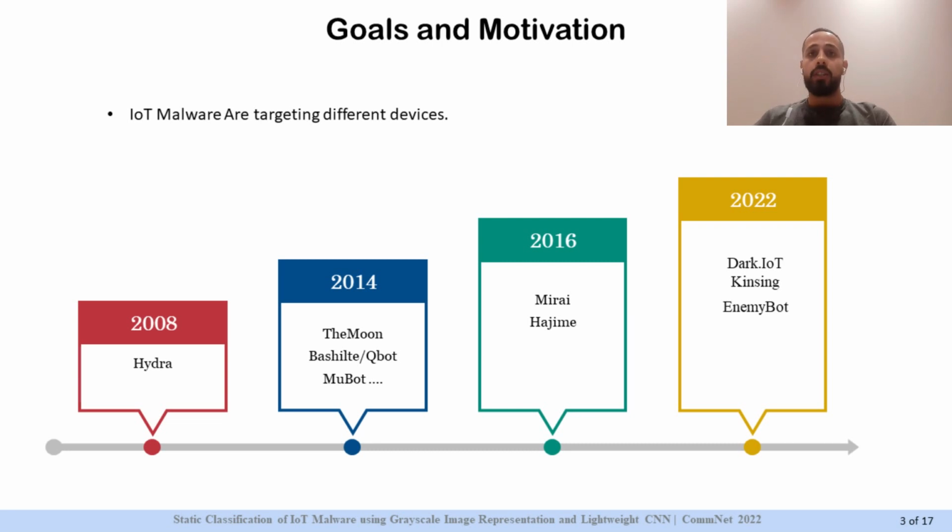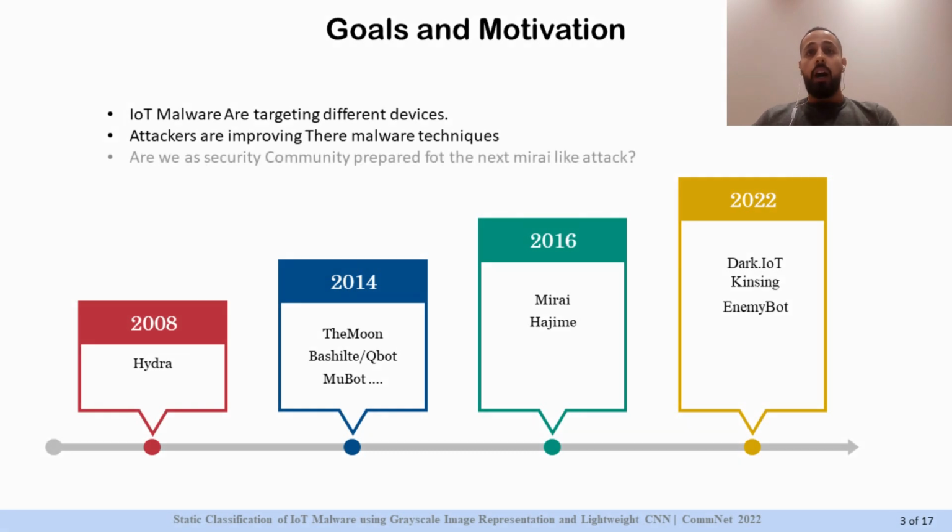We saw the first IoT malware back in 2008 with Hydra, but that didn't seem to prepare us for Mejdi 8 years later. The Mejdi attack was a big event that demonstrated the impact of vulnerable IoT devices on the internet. We are seeing new targeting of firewall devices, home routers, TVs, DVRs, and other devices. So, are we as a security community prepared for the next Mejdi-like attack?